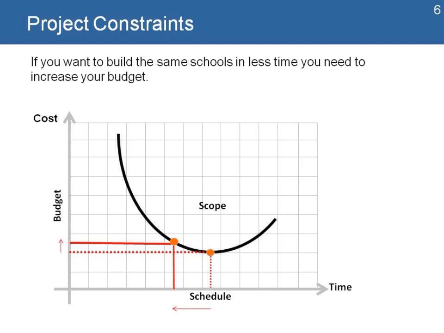If I change my schedule and I try to do the same scope in less time, I'm going to need an increase in my budget. That increase comes because I need to add more resources in order to do things faster. Producing the same scope in less time means an increase in my budget. What happens if I'm late?